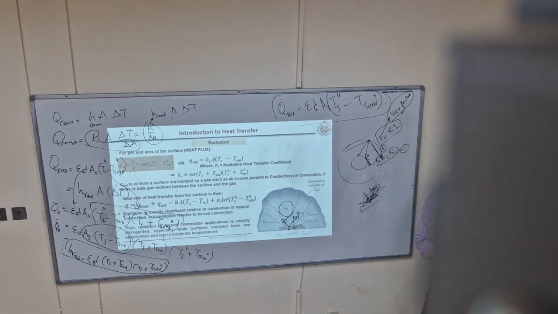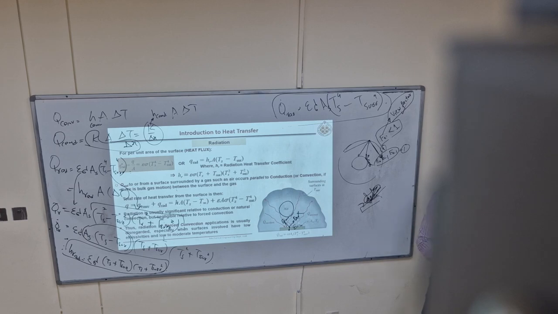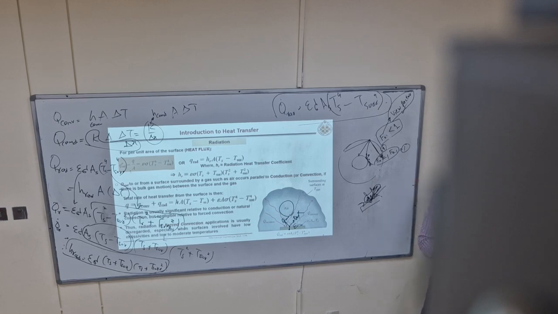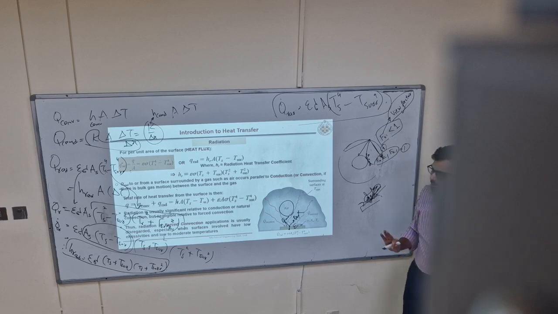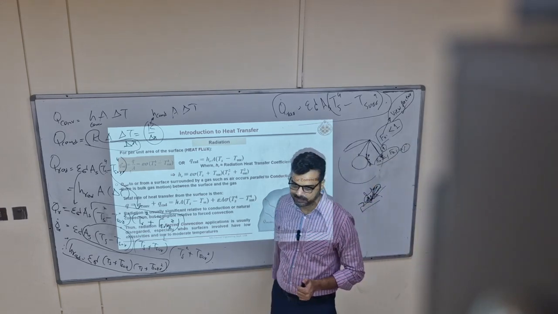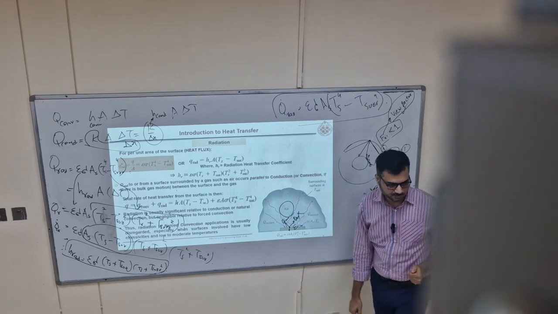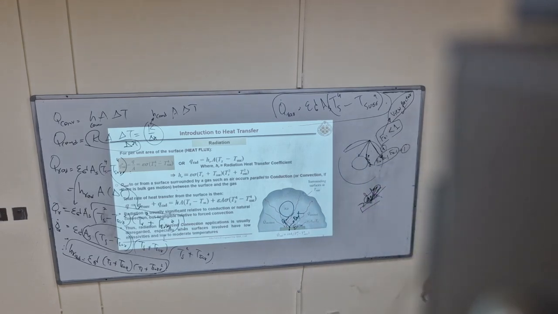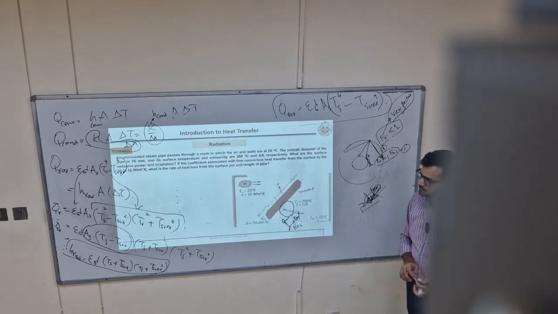In all these refrigeration and air conditioning applications, we neglect radiation. In all those heat exchangers which are used, not in boilers. In boilers or furnaces you have very high temperature. But for other applications, compared to forced convection, we neglect the radiation part. So that's good news. Otherwise, radiation is very complicated. Okay, so let's solve a numerical.